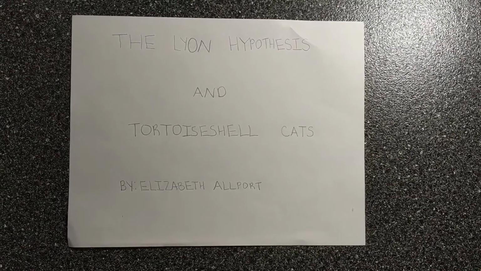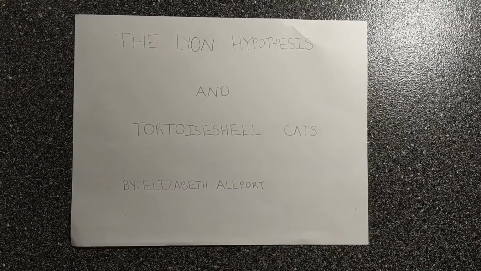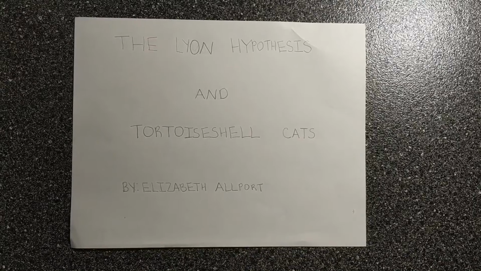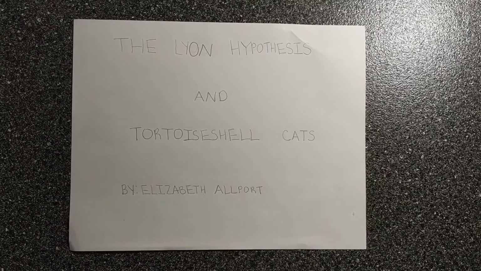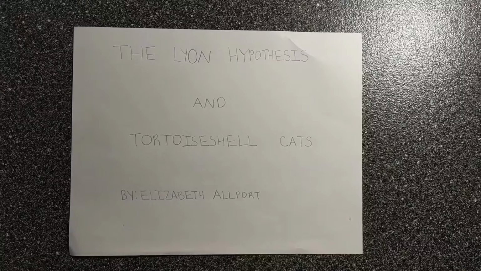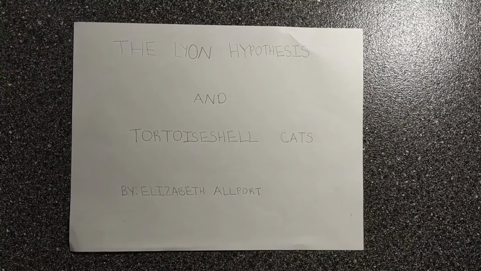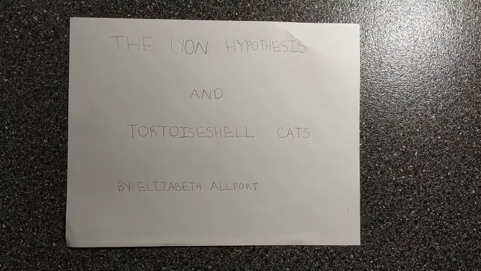The Lyon hypothesis states that if there is more than one X chromosome, all but one of the X chromosomes becomes inactivated. The inactivated X, or X's, then become a bar body, which is a condensed gene of an inactivated X. This hypothesis only works for X-linked inheritance.